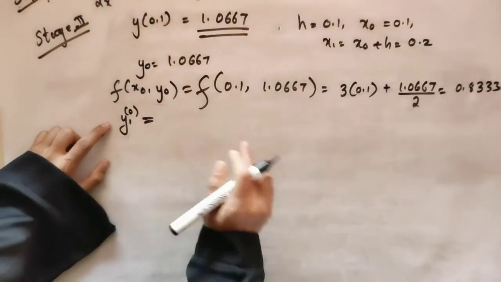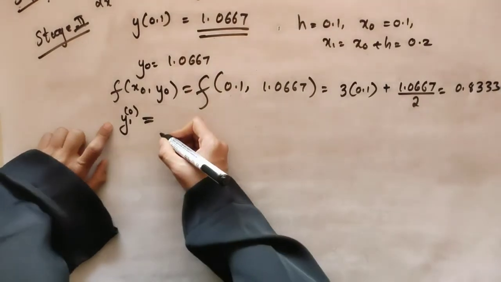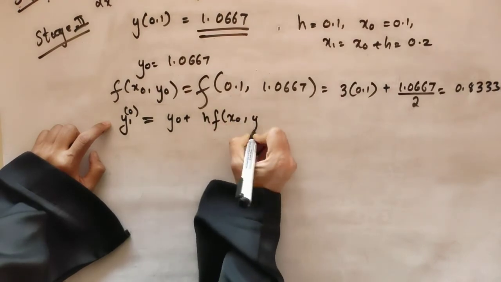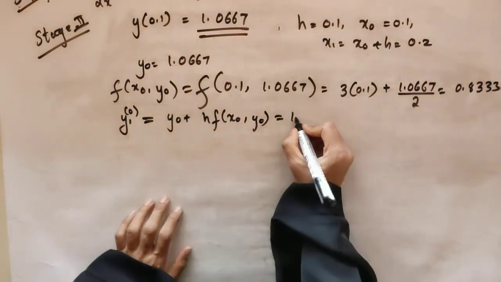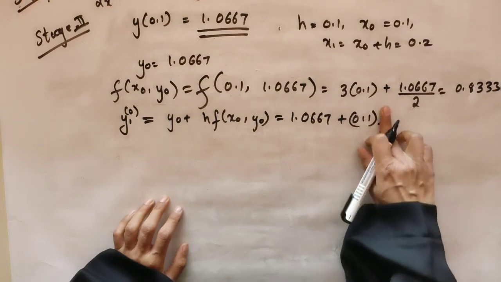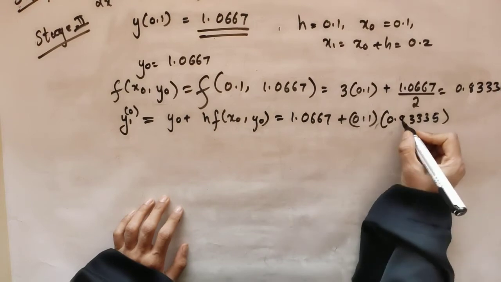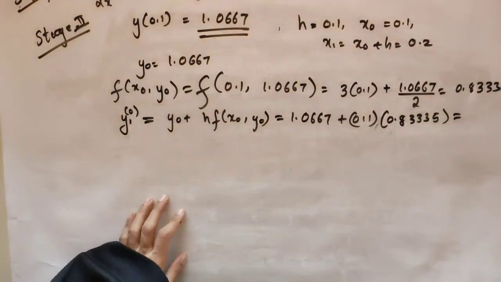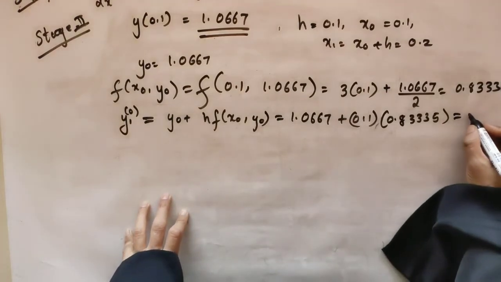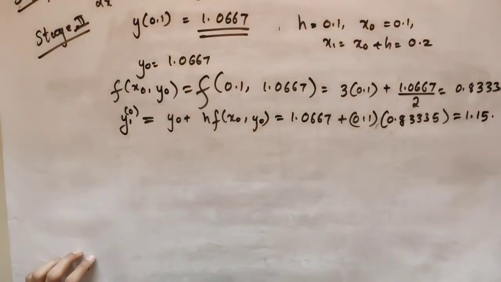Let us work out this y1 initial approximation. By the formula, the initial approximation for y1 is y naught plus h times f of x naught, y naught. y naught is 1.0667 plus 0.1 times f of that value, which is 0.8335. Just substitute. If you put that in your calculator, you will get the initial approximation for y1 to be 1.15. Just check, all of you.